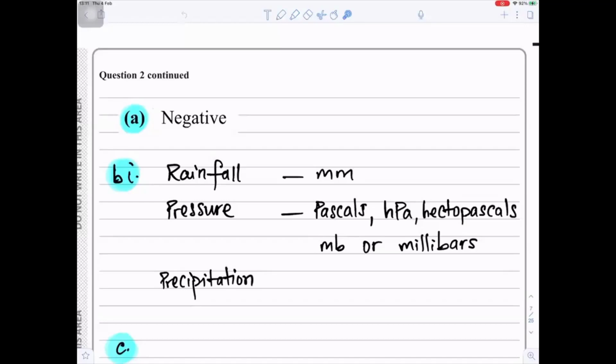So we'll describe it as a negative correlation. And we can use rainfall in millimeters, pressure in pascals or hectopascals or millibars. And also precipitation will be accepted.